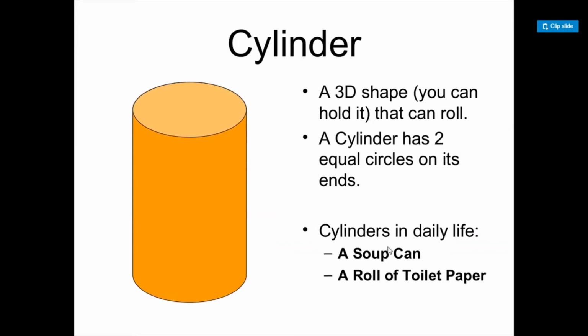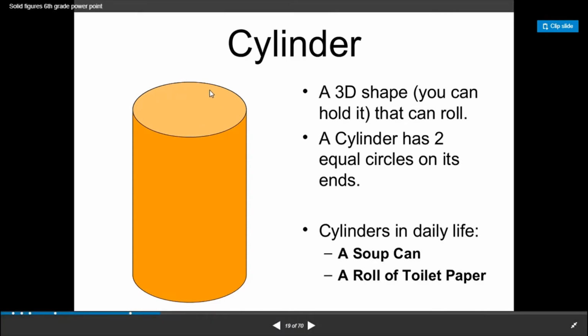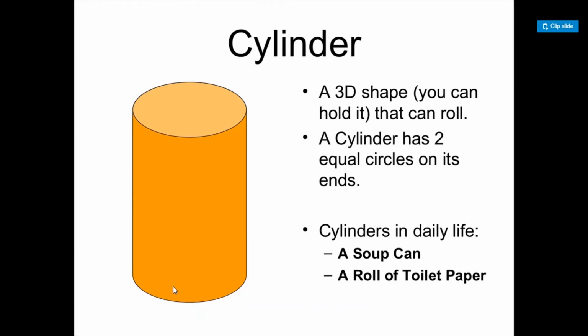Now let's proceed with cylinder. Cylinder is a 3D shape. You can also hold it and you can also roll it. A cylinder has two equal circles on its end. So we have here one circle, also here. Examples of cylinders in daily life are a soup can or a roll of toilet paper.